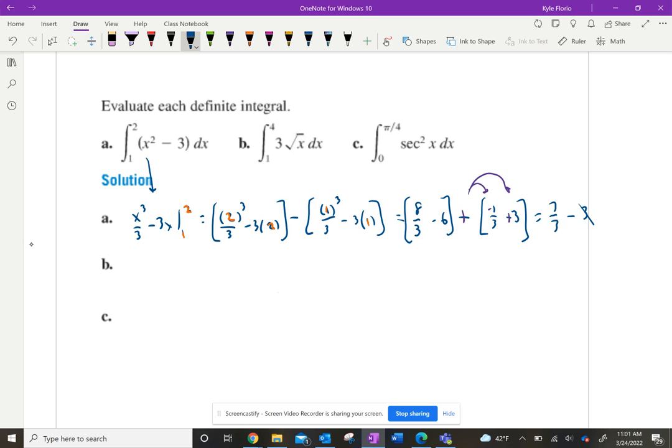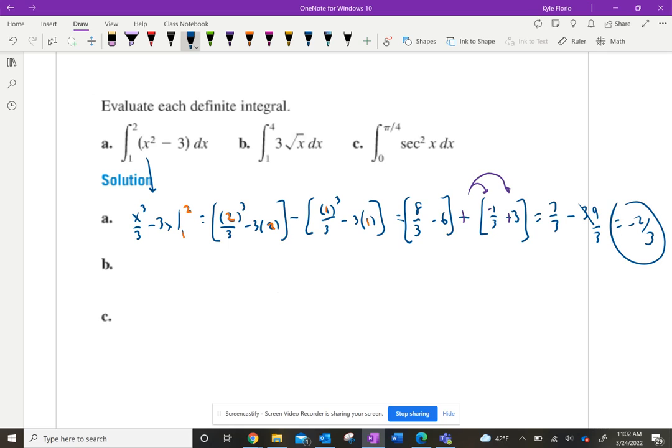-3 is the same thing as 9/3. So 7/3 minus 9/3 is -2/3. So if you got -2/3, nice job. If you made a mistake with distributing the negatives, that happens. You just got to get some more reps in, and you get better at it.